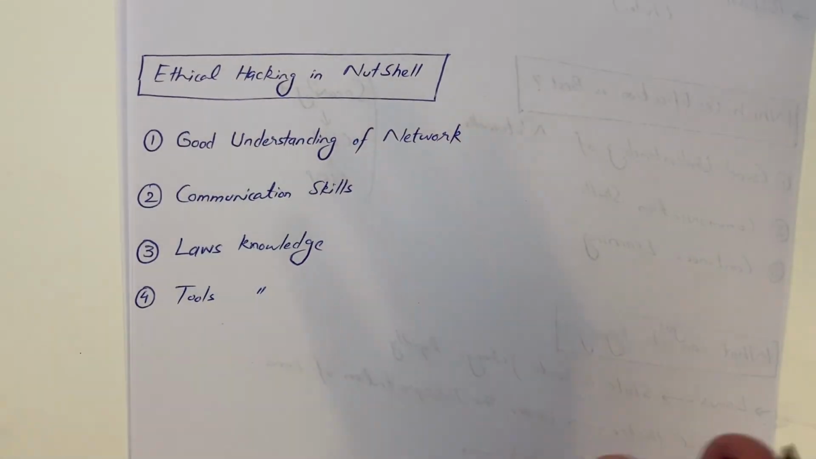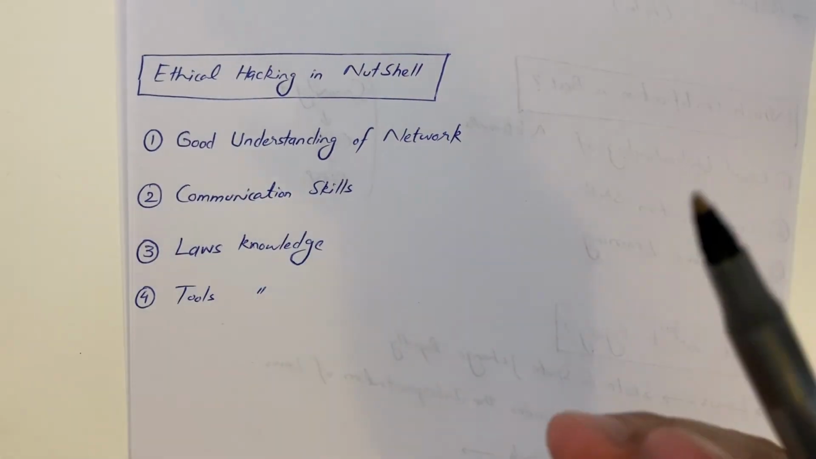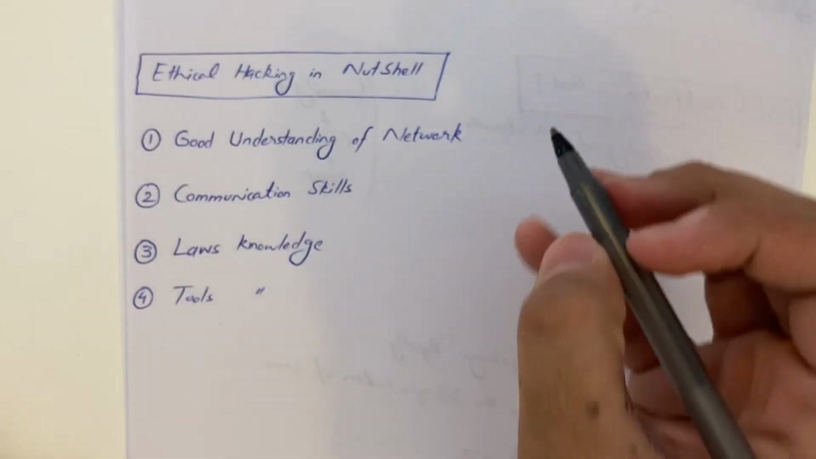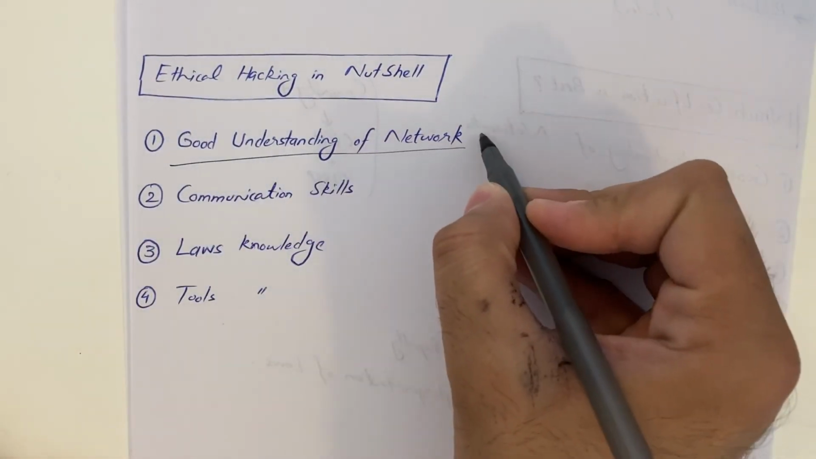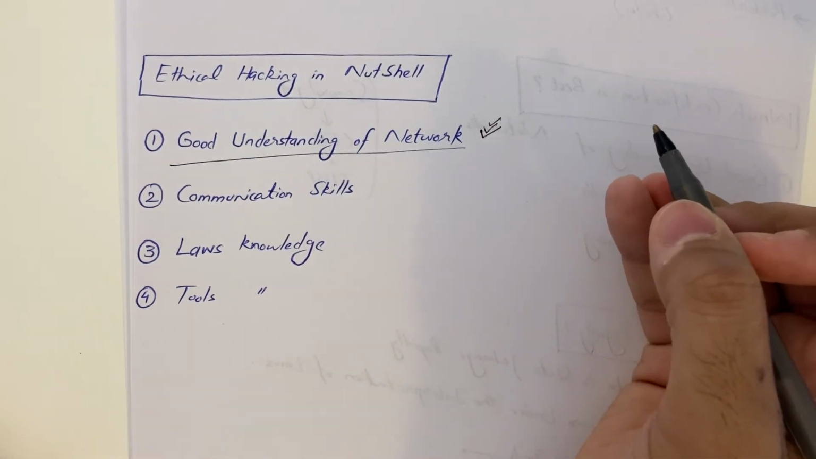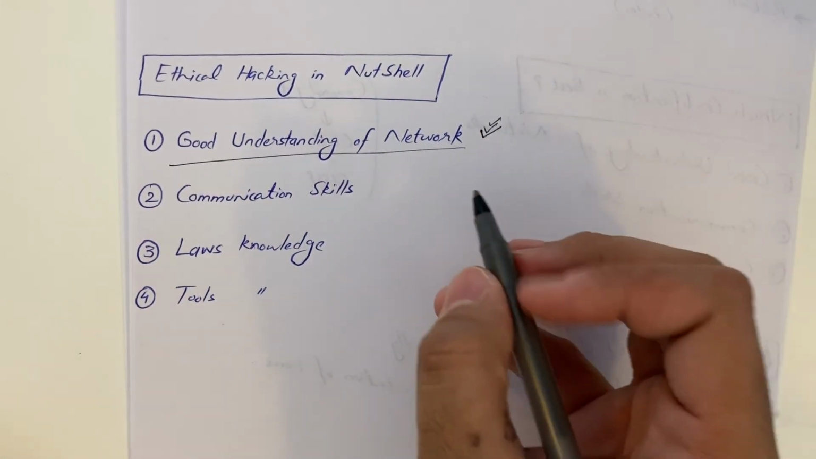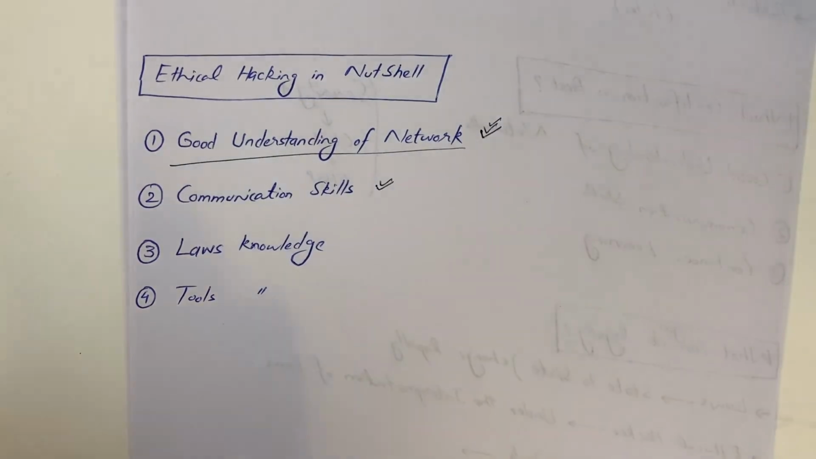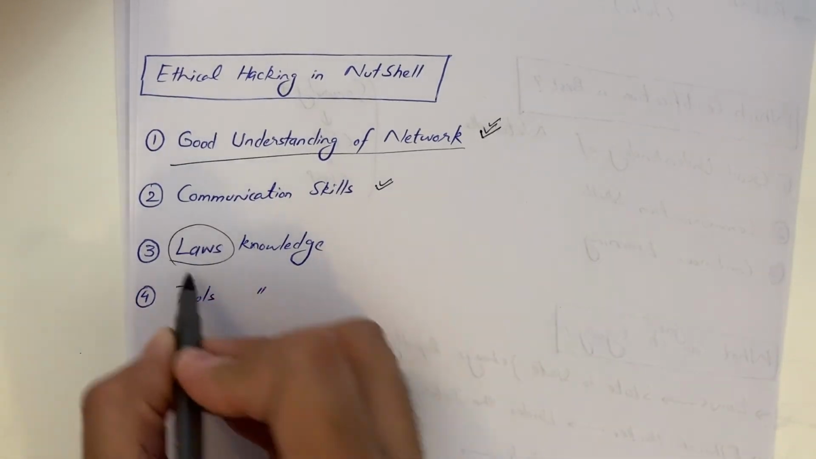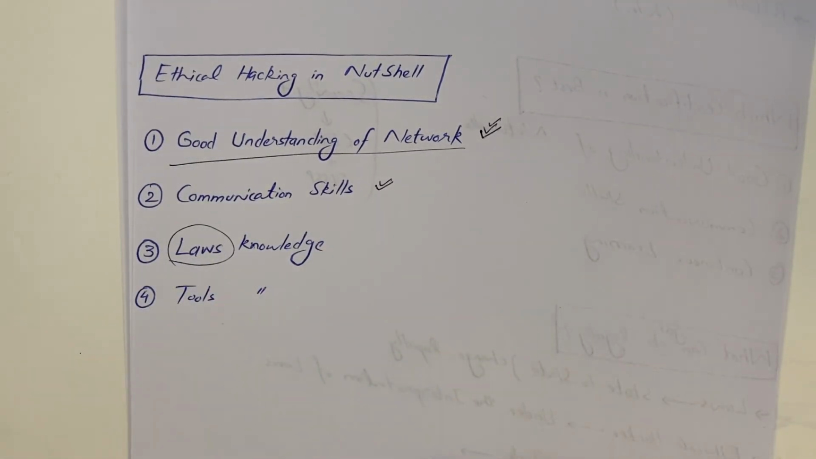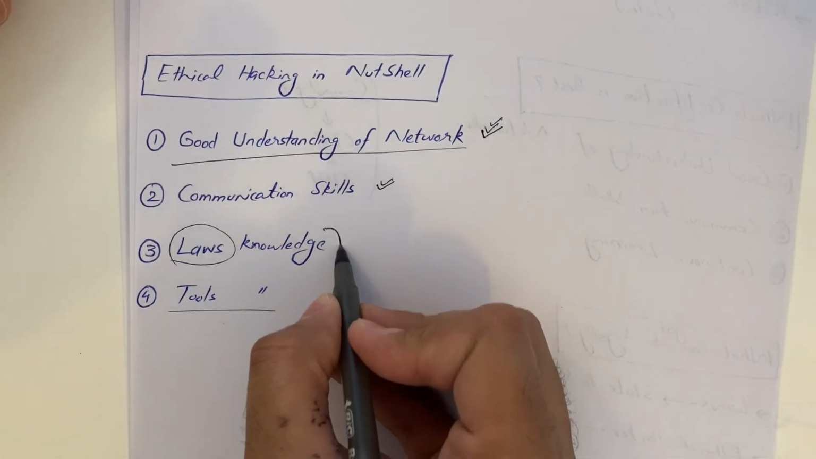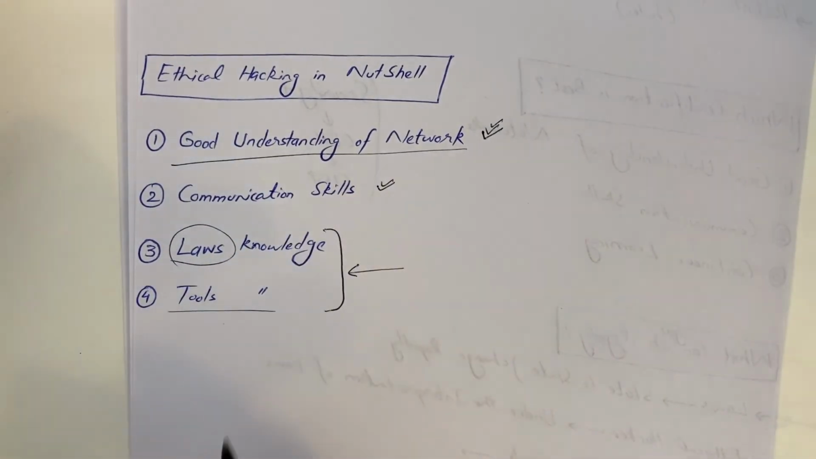Last thing, which I just want to discuss with you: ethical hacking in a nutshell, what's basically the most important thing. Please do remember that network skills are very, very important. You should have a good understanding of networking. Your communication skills should be good so you can effectively communicate the weaknesses and recommendations so people can easily adapt them. Legal knowledge is of course the responsibility of the ethical hacker, and then tools knowledge. These are extremely important, and you can see the hierarchy: tools knowledge has the least importance.